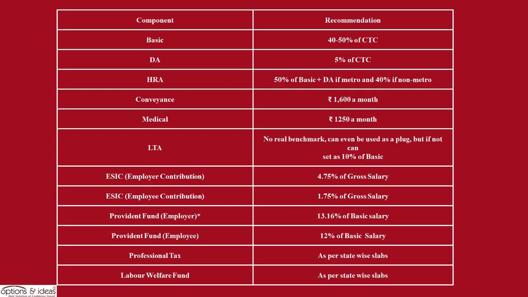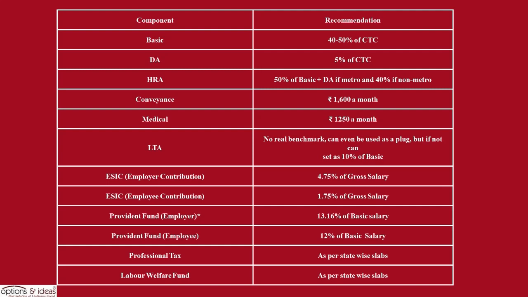Please see the table. Components and recommendation. Basic 40 to 50% of CTC. DA, 5% of CTC. HRA, 50% of basic plus DA if metro, and 40% if non-metro. Conveyance 1,600 rupees a month, medical 1,250 rupees a month. LTA: no real benchmark, can even be used as a plug, but if not, can set as 10% of basic.